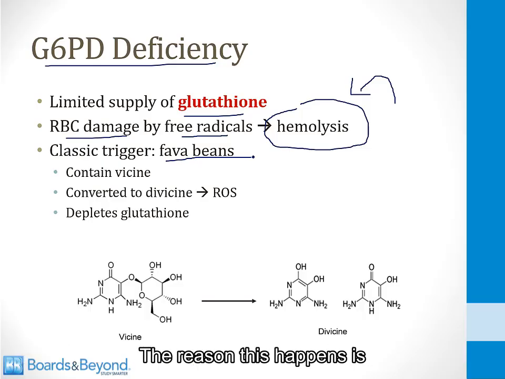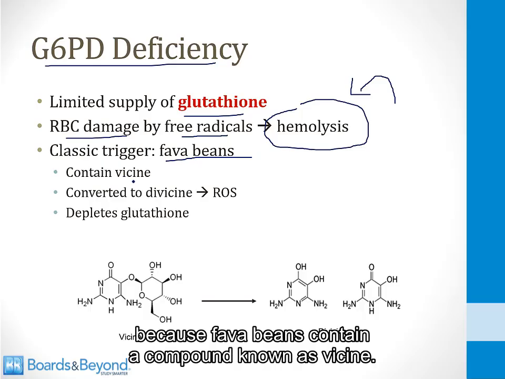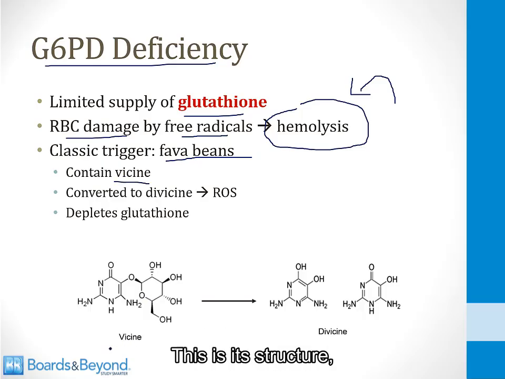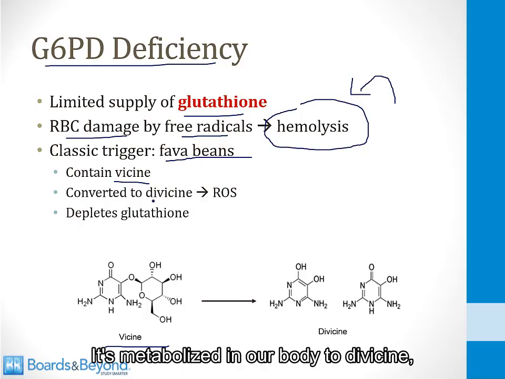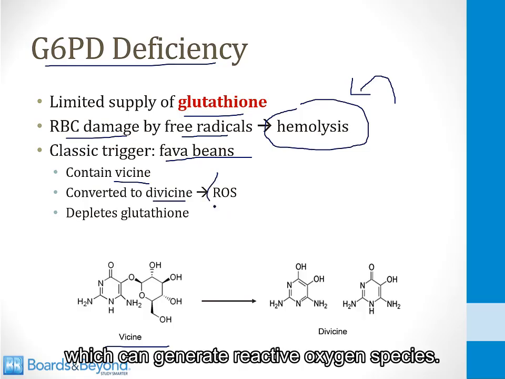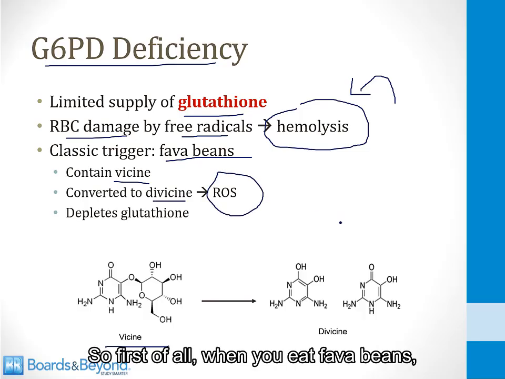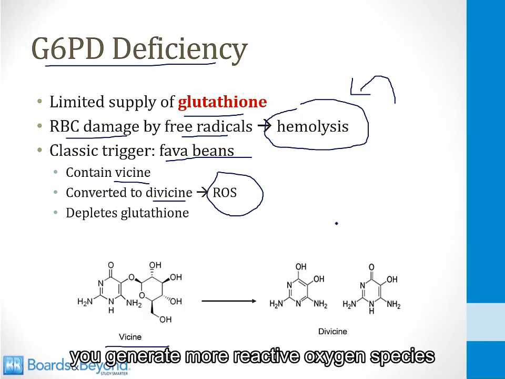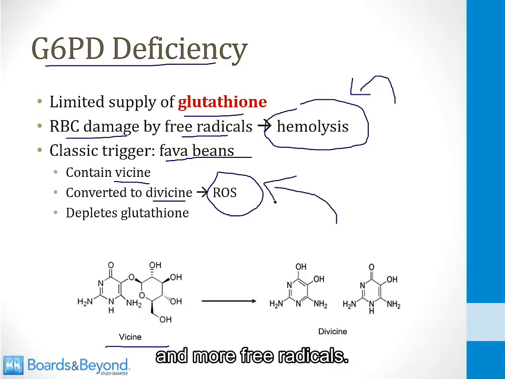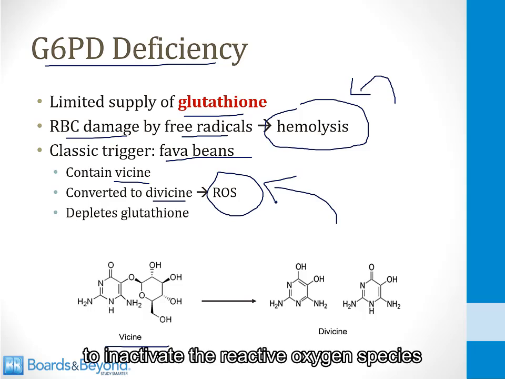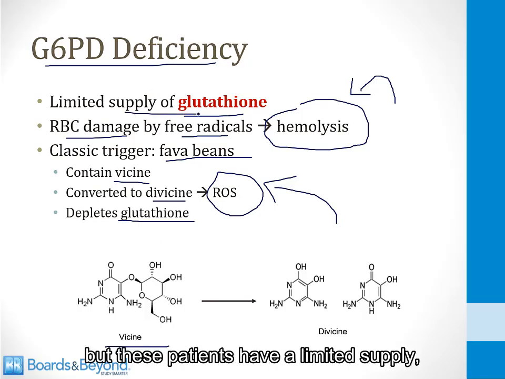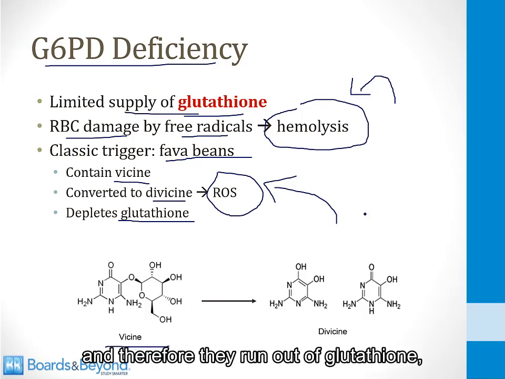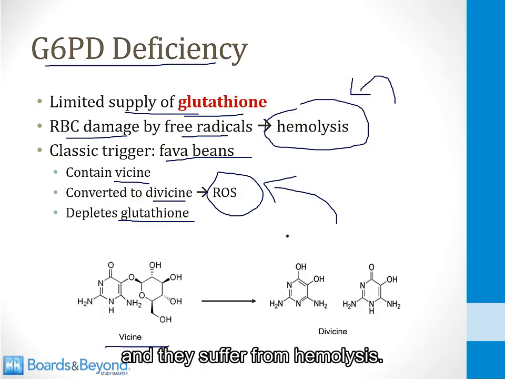The reason this happens is because fava beans contain a compound known as vicine. This is its structure on the bottom left side of the screen. It's metabolized in our body to divicine, which can generate reactive oxygen species. So first of all, when you eat fava beans, you generate more reactive oxygen species and more free radicals. In addition, our cells try to inactivate the reactive oxygen species by using glutathione, but these patients have a limited supply, and therefore they run out of glutathione and they suffer from hemolysis.